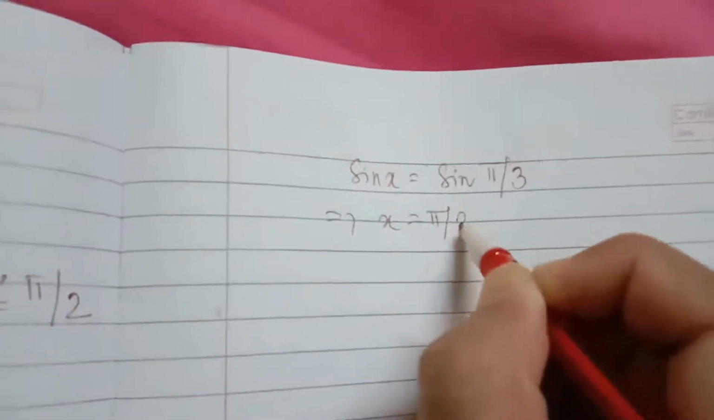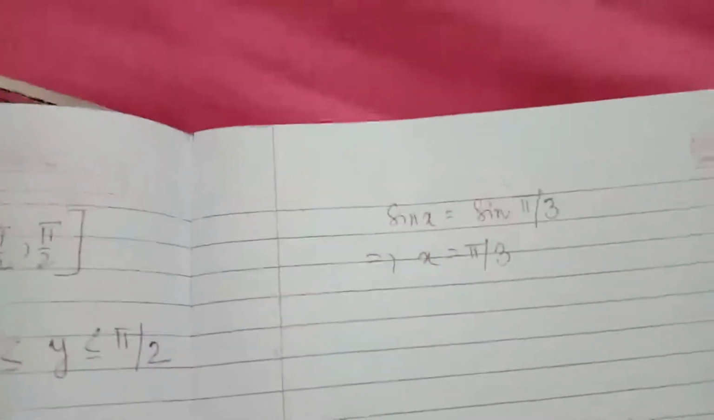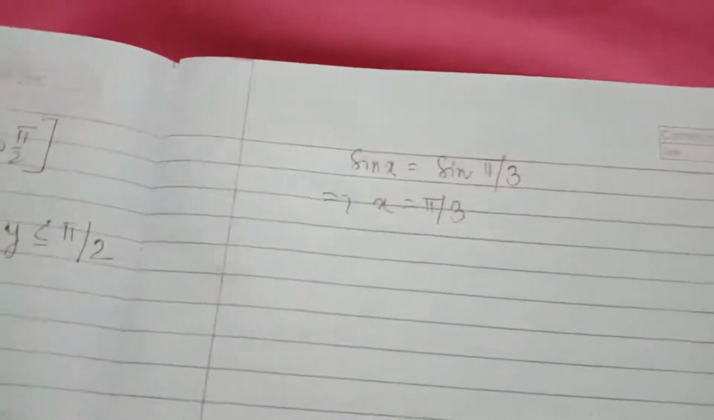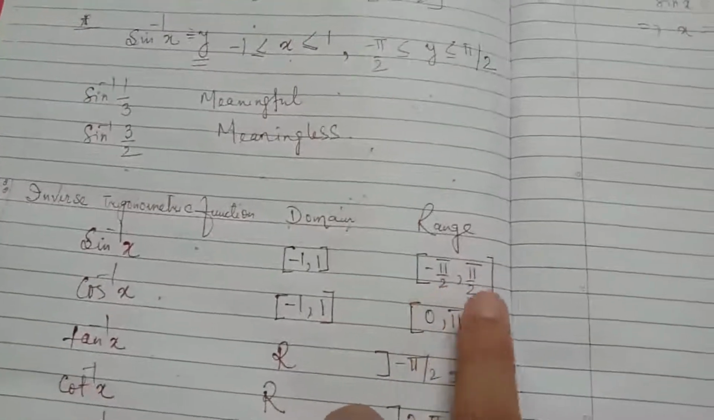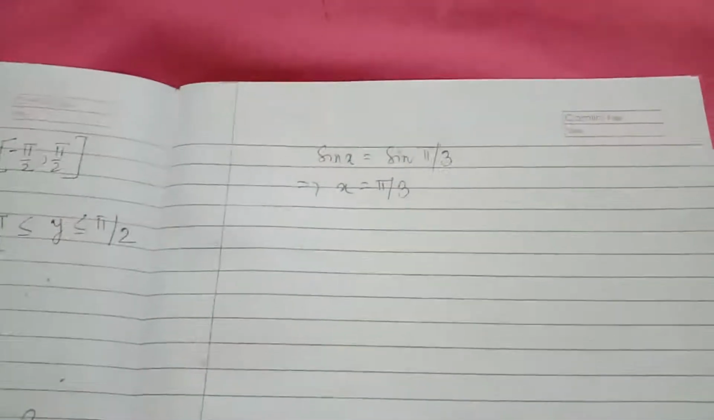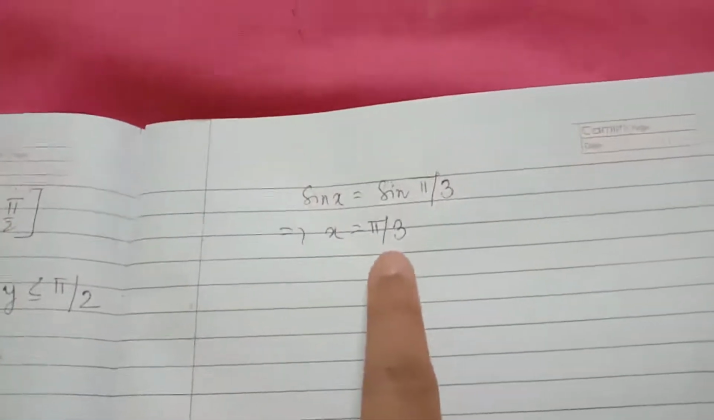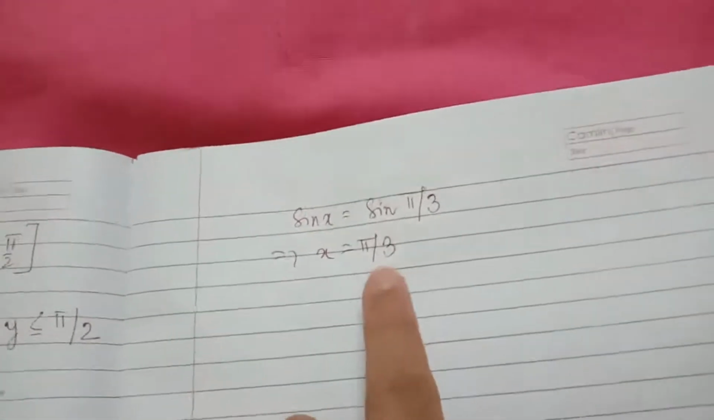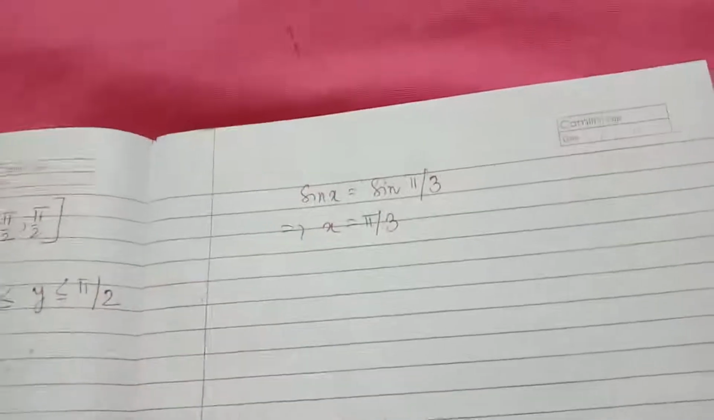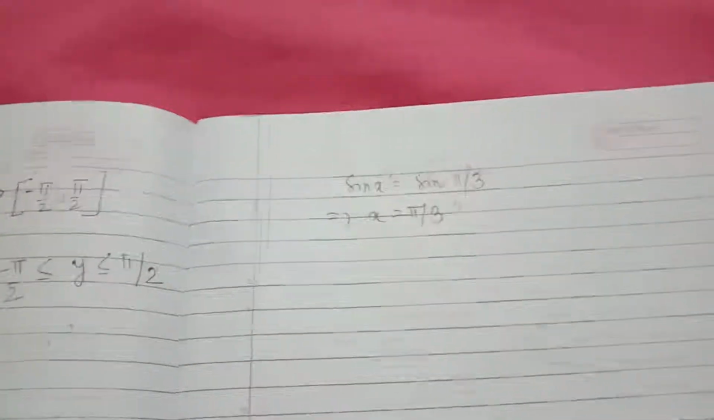x equal to pi by 3. Now, you have to be sure the range of sine inverse of x is in between minus pi by 2 and plus pi by 2. Now you have to be sure whether your answer is in the range minus pi by 2 to plus pi by 2. It is in the range, and therefore sine inverse of root 3 by 2 is equal to pi by 3. The answer is pi by 3.